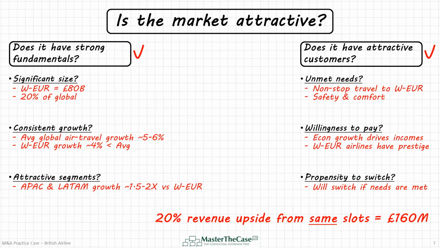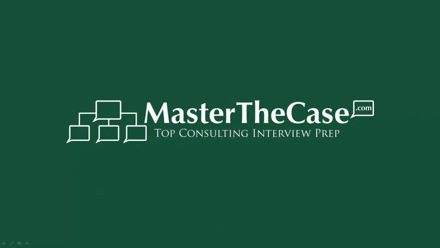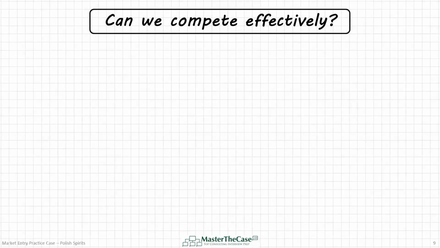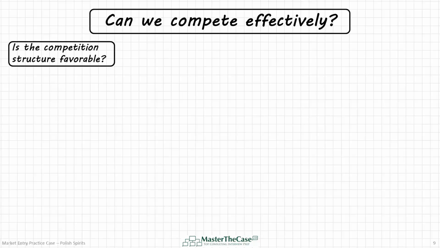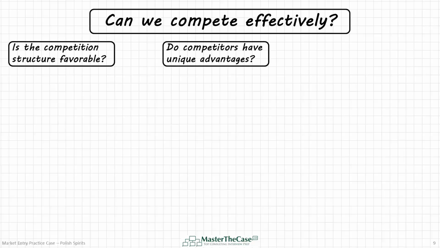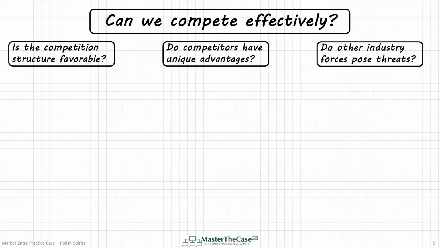Good. So what's next? At this stage, I'd like to synthesize my learnings again and describe next steps. So our next key issue is, can we compete effectively, with focus on our priority vodka segment? To answer it, I will analyze three main sub-issues. One, is the competition structure favorable? Two, do competitors have unique advantages? And three, do other industry forces pose threats? Let's start with the competition structure.